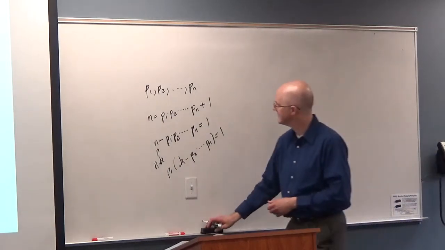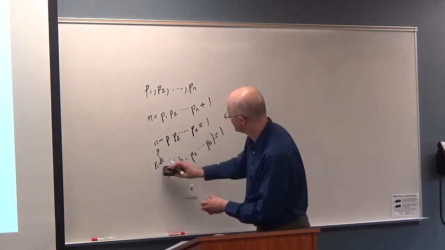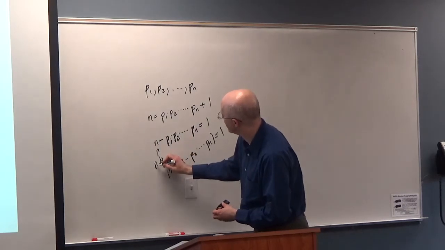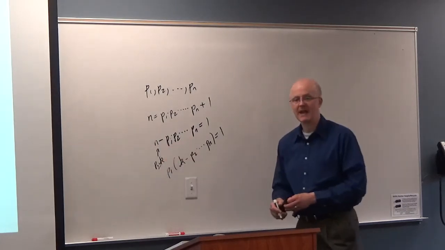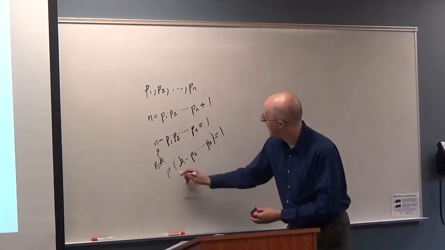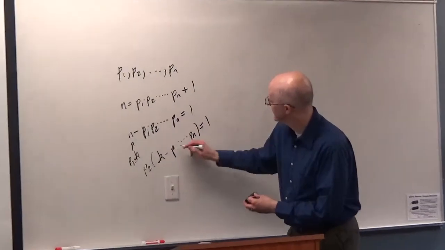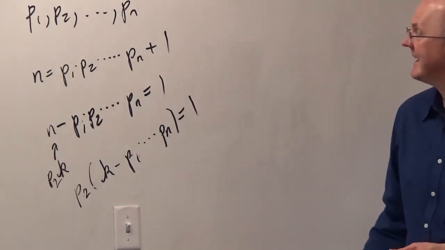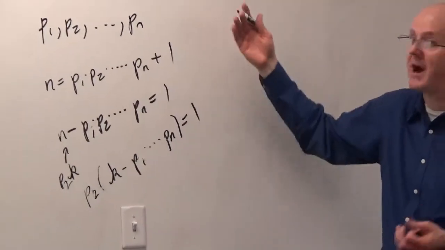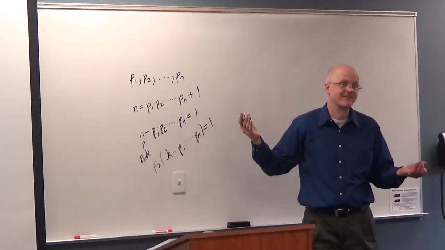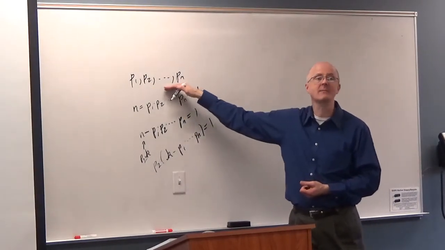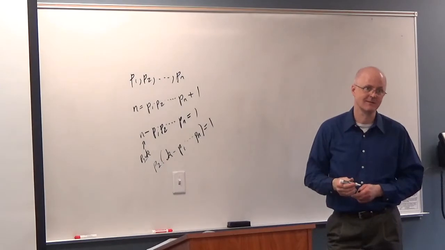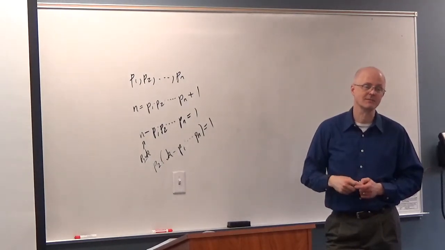Could P2 be a factor? Do the same kind of thought process. There would be some number k so that n is P2 times k, and this same kind of thing would again lead to a contradiction, saying P2 divides 1. It's impossible for a prime to divide 1. Same thing would happen with P3, same thing would happen with any of these primes. Therefore, n cannot be composite and it cannot be prime. That's a contradiction. Therefore, the assumption that you had all the primes in this finite list must be false. There must be infinitely many primes.